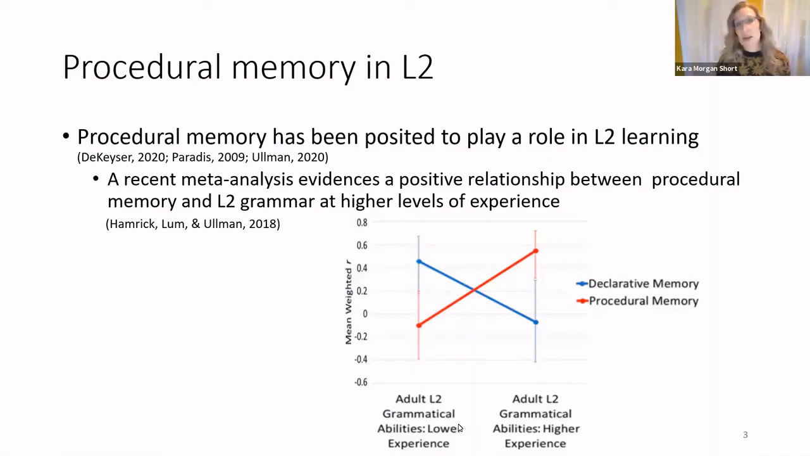Independently from the implicit language aptitude literature, procedural memory has been posited to play a role in second language learning. And indeed, a recent meta-analysis of empirical work evidences a positive relationship between procedural memory and second language grammar at higher levels of experience.